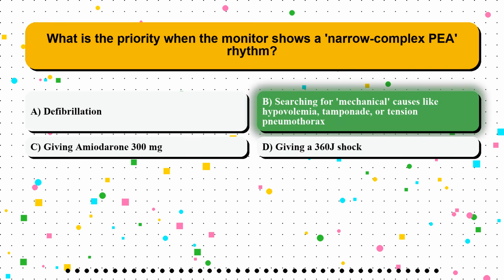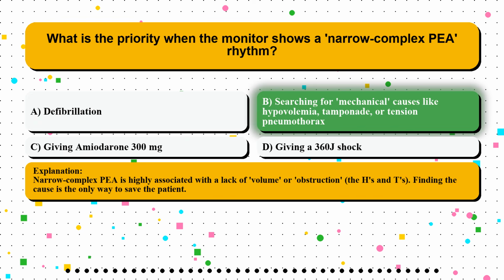The correct answer is option B, searching for mechanical causes like hypovolemia, tamponade, or tension pneumothorax. Narrow complex PEA is highly associated with a lack of volume or obstruction, the H's and T's. Finding the cause is the only way to save the patient.